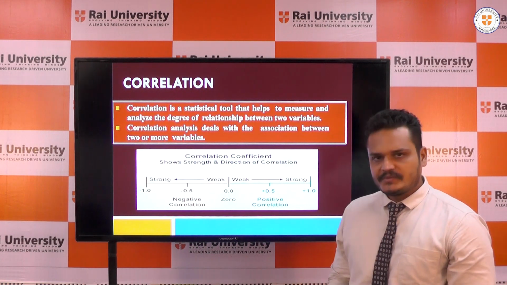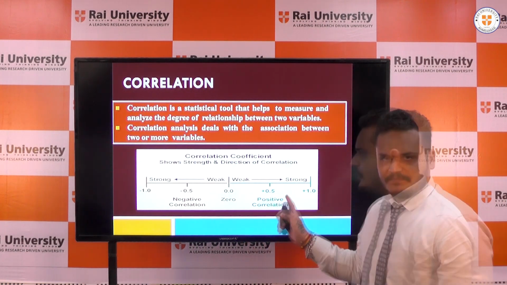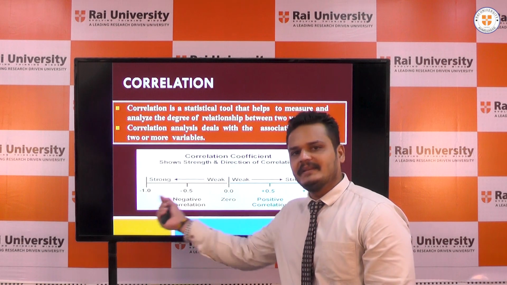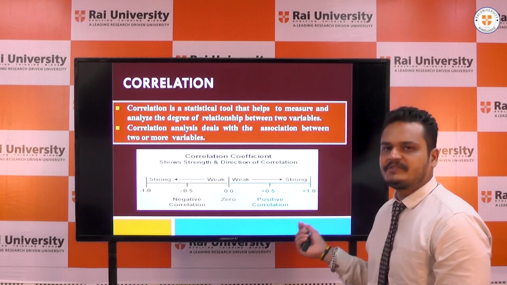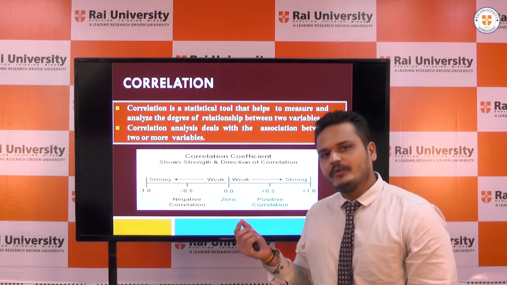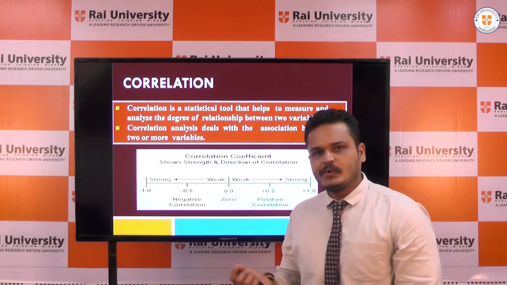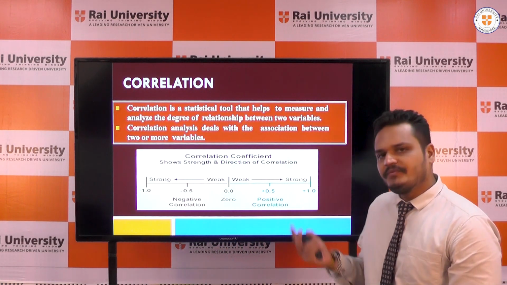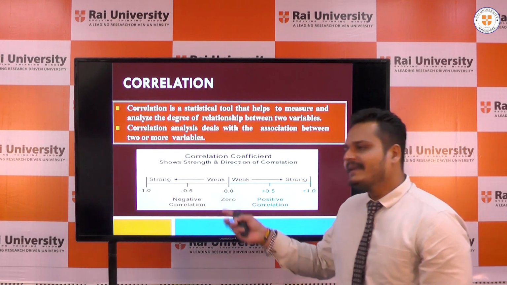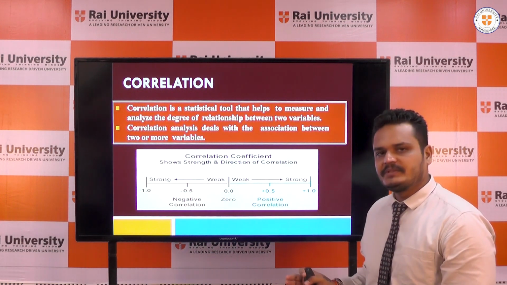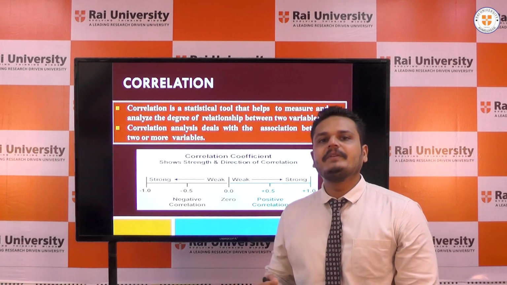This chart shows the direction and strength of correlation. If the values are -1 and +1, it shows strong correlation between two variables. If the values lie nearer to 0, it shows weak correlation between two variables. If the values are nearer to 0.5, it shows moderate correlation between two variables.